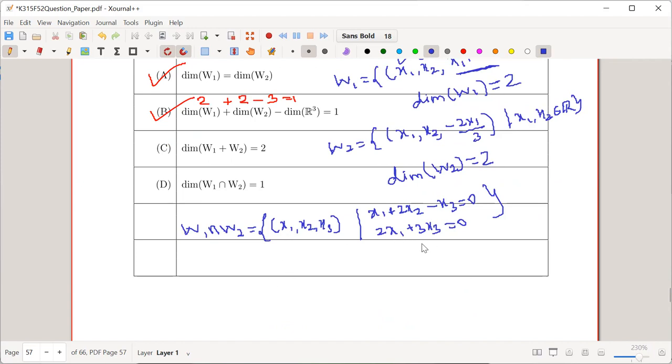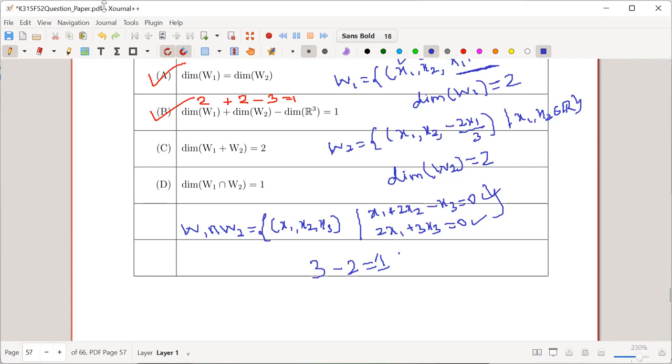So we have to eliminate the variables and solve. Otherwise, simply we can say these two equations are linearly independent. Therefore, the number of variables, 3, minus the number of linearly independent equations, that is 2, gives 1. So the dimension is 1.